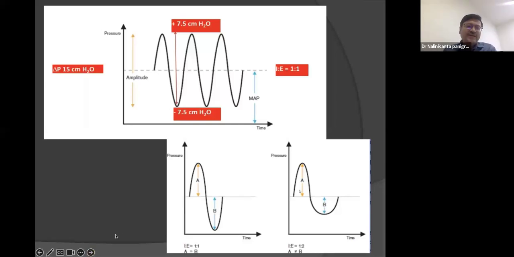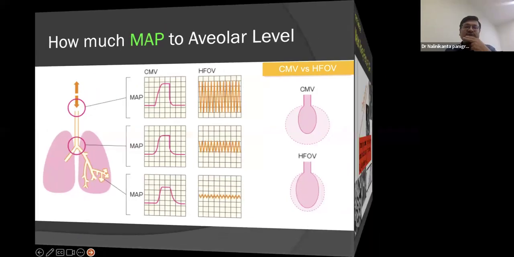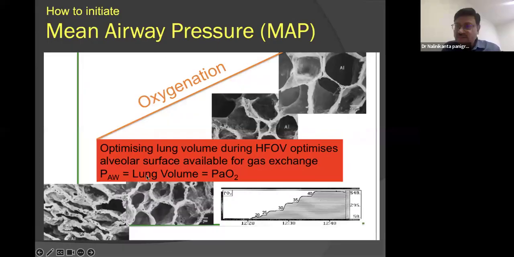We'll see how to choose the mean airway pressure first. So mean airway pressure depends on the disease process. Mainly the mean airway pressure is the pressure transmitted to the lungs, and in atelectatic lungs, by increasing the mean airway pressure, it recruits the lungs more and more. Except in a few conditions, MAP should not be increased for recruitment.